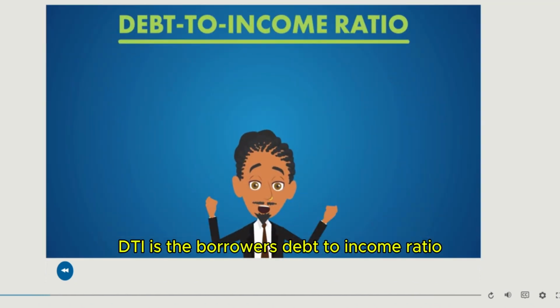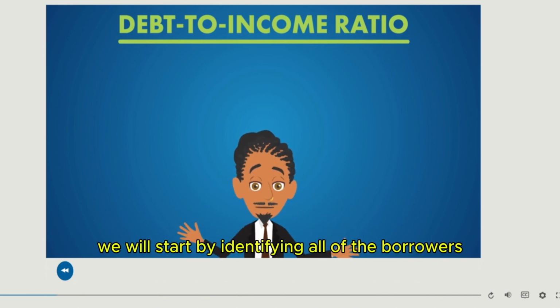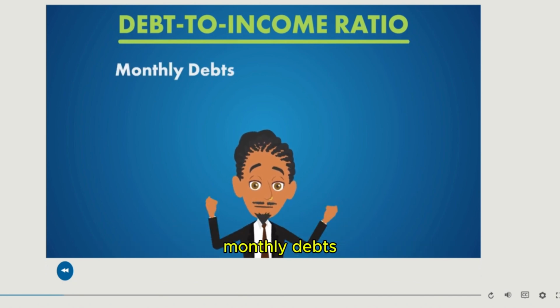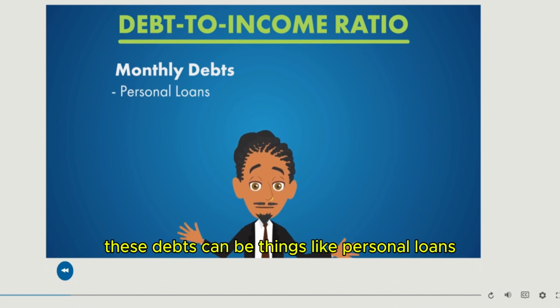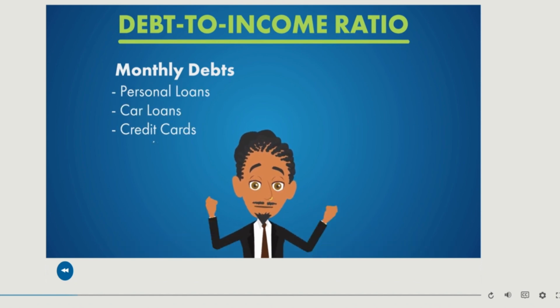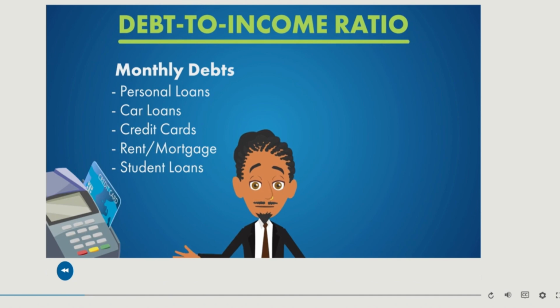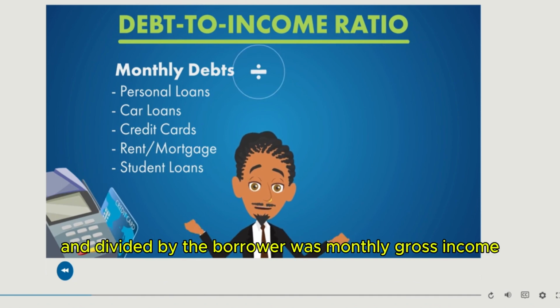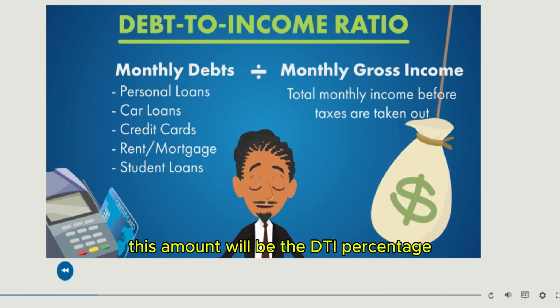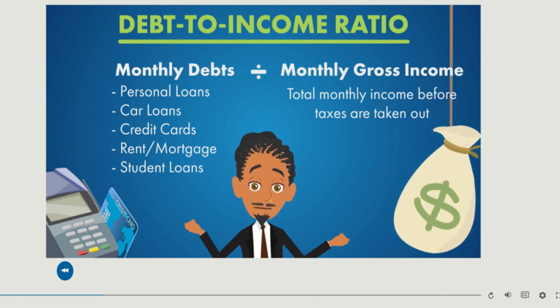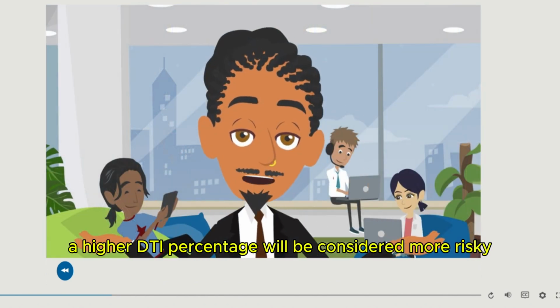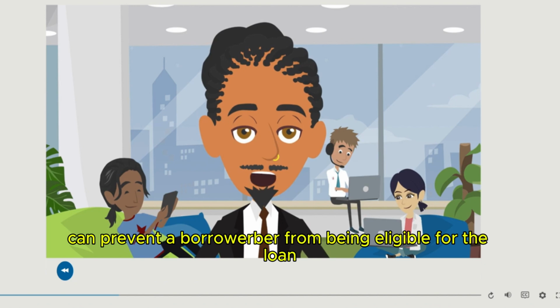DTI is the borrower's debt-to-income ratio. To calculate DTI, we will start by identifying all of the borrower's monthly debts. These debts can be things like personal loans, car loans, credit card payments, rent, and student loans. Take the sum of these monthly debts and divide it by the borrower's monthly gross income. This amount will be the DTI percentage. A higher DTI percentage will be considered more risky and can prevent a borrower from being eligible for the loan.